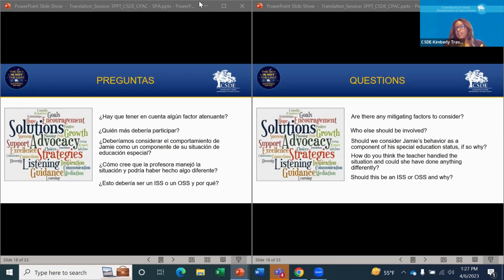So we have to be very careful about when we're trying to control or contain a situation, that we don't make it worse and escalate it by trying to make close contact with the student, because sometimes that's not the best practice.